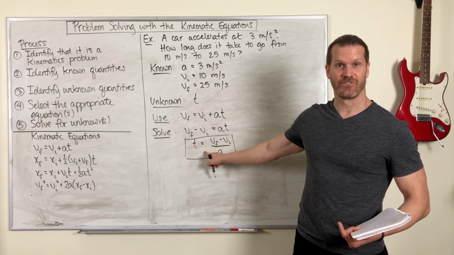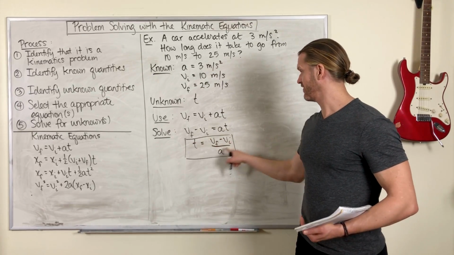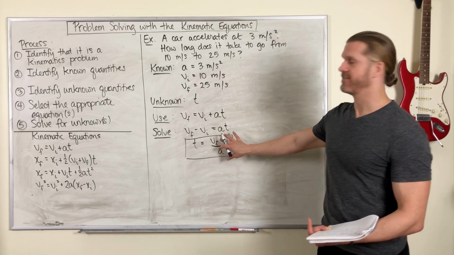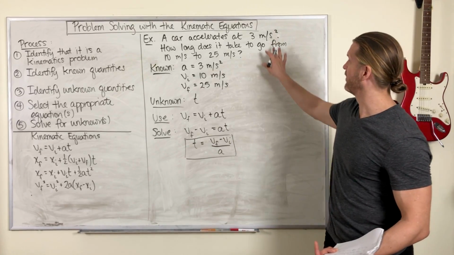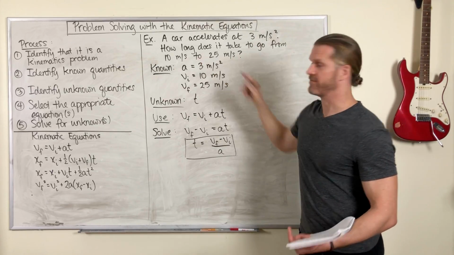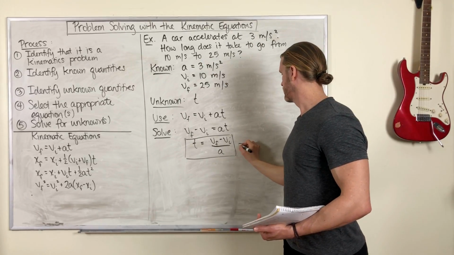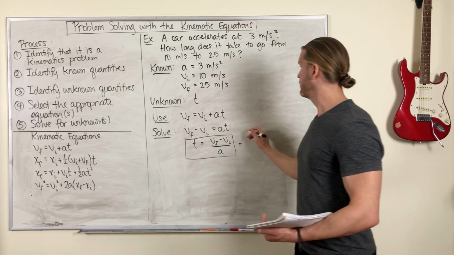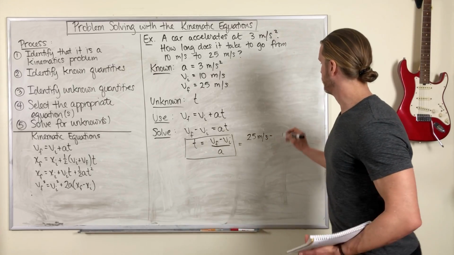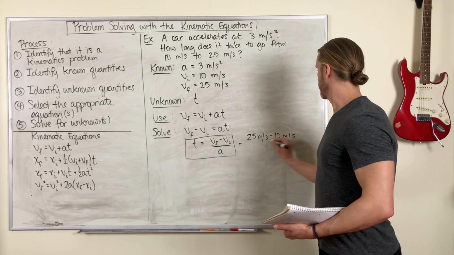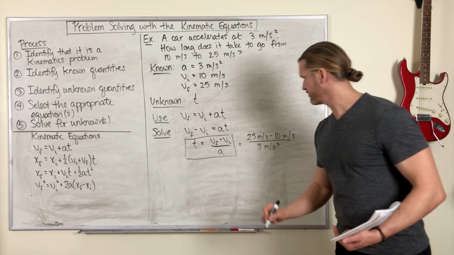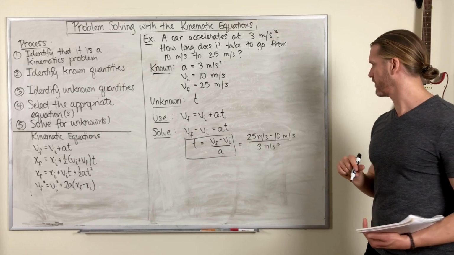Now I have an answer for t that depends on these symbols, and in fact, I've now solved the more generic problem, where this would work for any possible values of A and V initial and V final. Now I can plug in the particular values that I have for this problem, where V final was 25 meters per second, V initial was 10 meters per second, and A was 3 meters per second squared. So that's 15 divided by 3, which is 5.